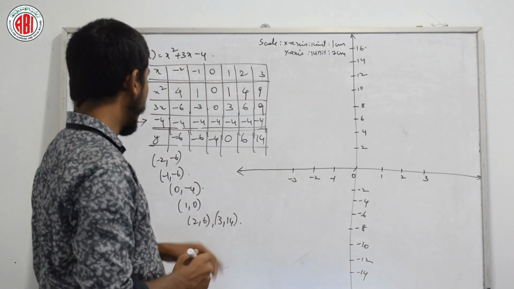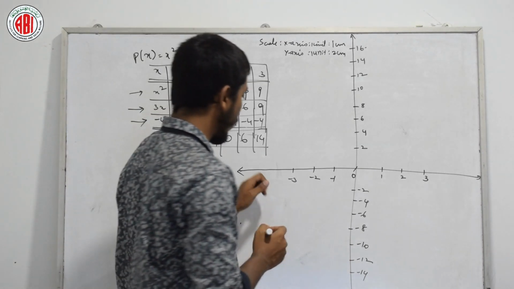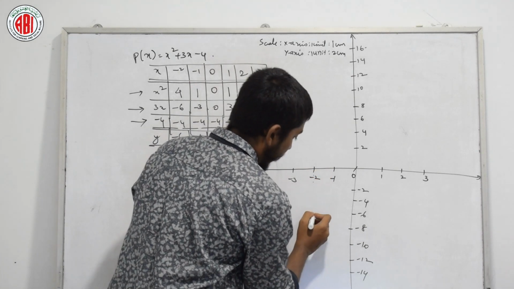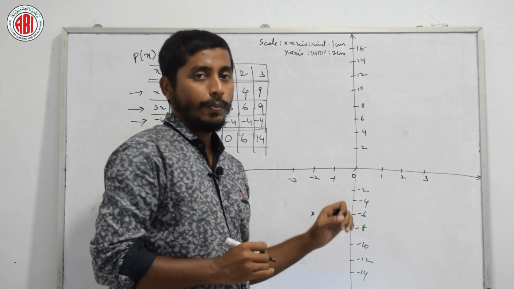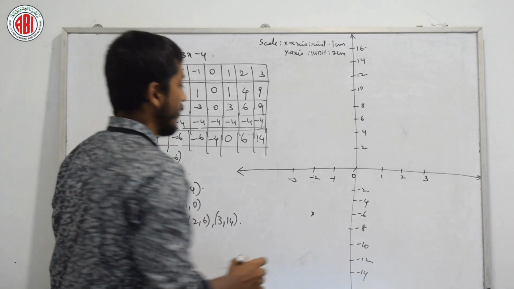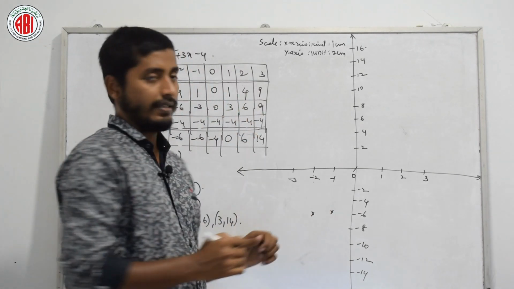Now, what are the different points? Minus 2 comma minus 6. Where is minus 2 here? It is somewhere here. Minus 2 comma minus 6. This is the point. Next, minus 1 comma minus 6. Where is it? Here it is minus 1. Here it is minus 6.